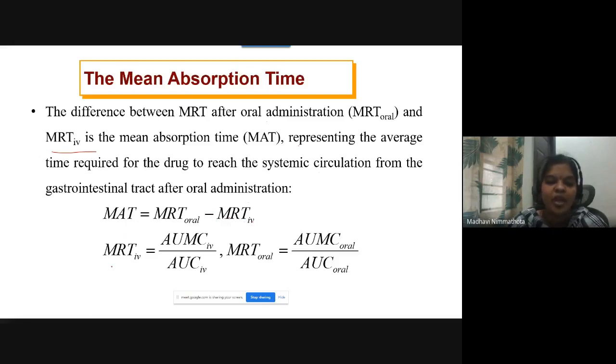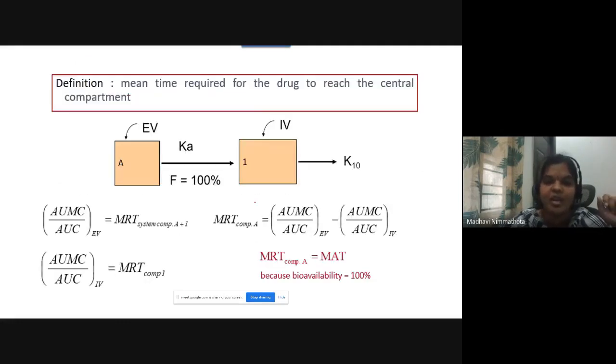If you want to know the MRT for IV, you have to use the equation AUMC by AUC. This is the normal equation for calculating MRT, right? When you consider IV administration, you calculate the MRT by using the area under the first moment curve and the area under the curve. In the case of MRT for oral, the equation is the area under the first moment curve of oral administration divided by the area under the curve of oral administration. So these are the equations for calculating the mean absorption time.